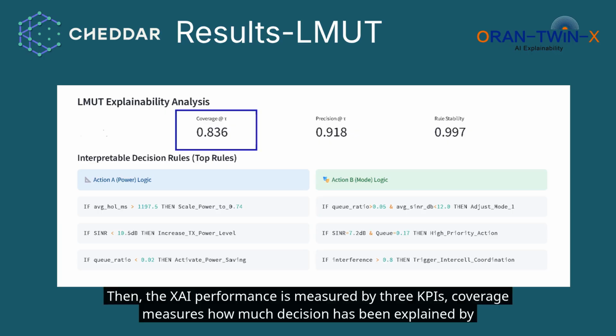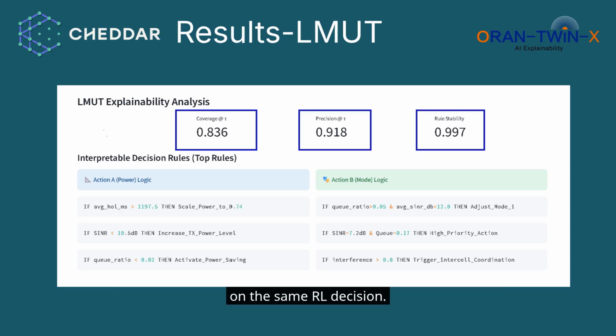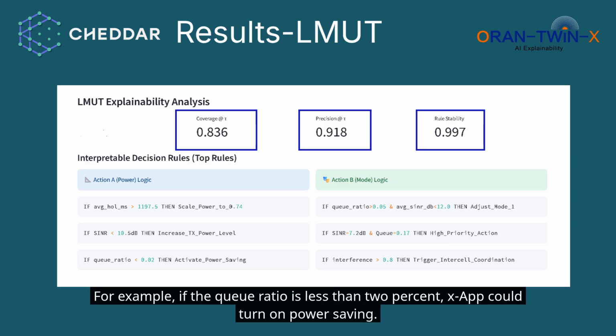Then, the xAI performance is measured by 3 KPIs. Coverage measures how much decision has been explained by xAI. Precision measures the accuracy of explanation. Stability measures whether xAI would change its explanation based on the same RL decision. Also, xAI could demonstrate the top rules for each xApp. For example, if the Q ratio is less than 2%, xApp could turn on power saving.